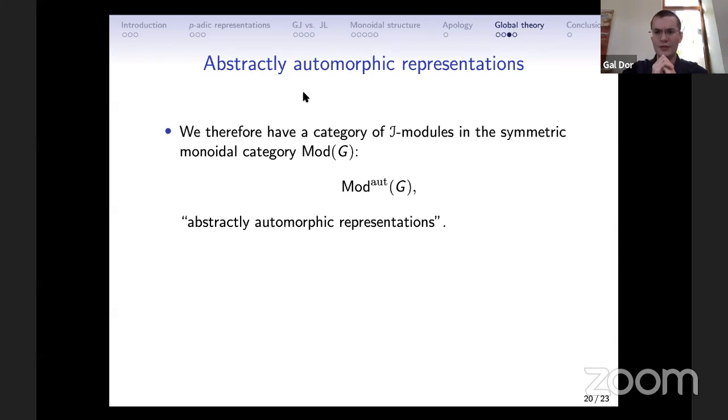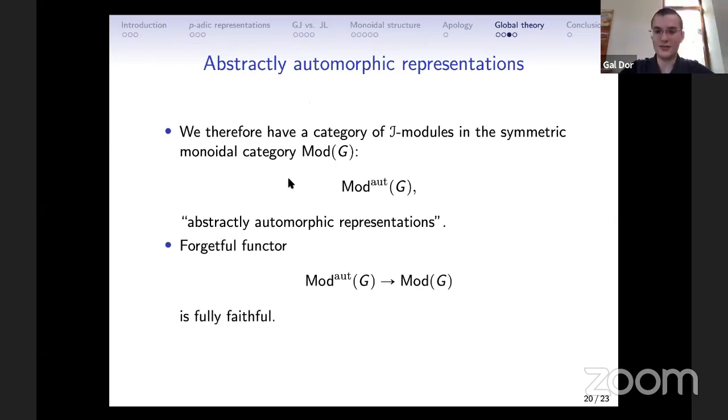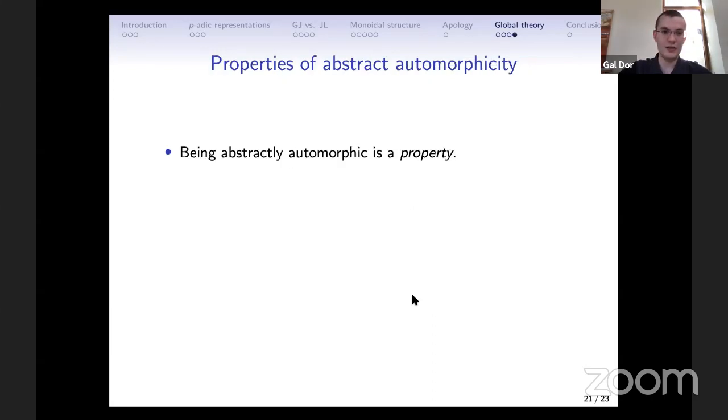Now, first of all, something that people might object to is that being a module is usually some piece of extra data. It's extra structure. Basically, when I'm telling you that an I module is an automorphic representation, it seems as if I'm saying that a G module is not in and of itself an automorphic representation, but only when you add some extra piece of data. But as it turns out, in this case, this is not actually the case. It turns out that the forgetful functor that takes an I module and just forgets the I module structure is in this case fully faithful. So what this means is that being abstractly automorphic, being an I module, is a property of a representation rather than a piece of data.